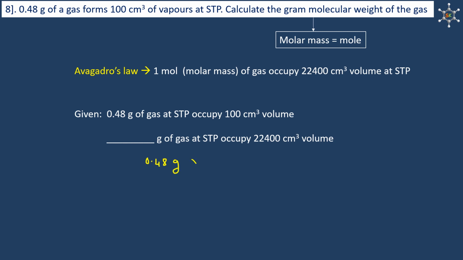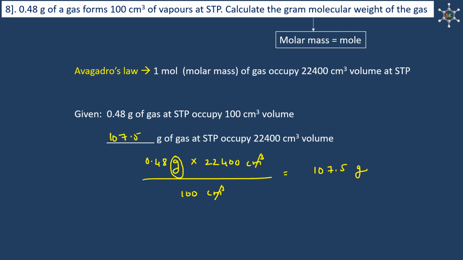0.48 gram multiplied by 22,400 cm cube divided by 100 cm cube. If we simplify this, we get 107.5 as the answer. cm cube cancels. Gram will remain as the unit. So, 107.5 gram of gas at STP occupies 22,400 cm cube volume. So, this 107.5 itself is the gram molecular weight.